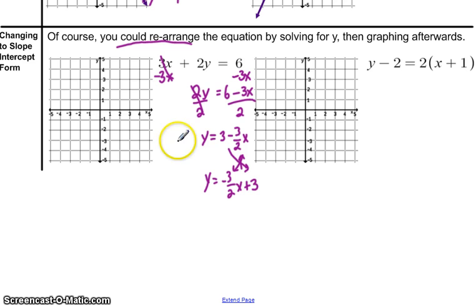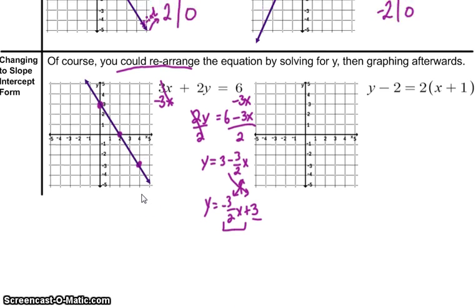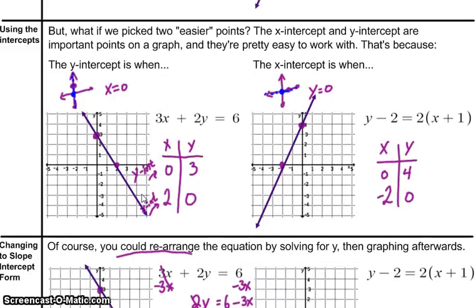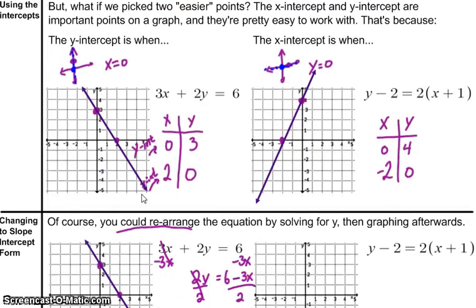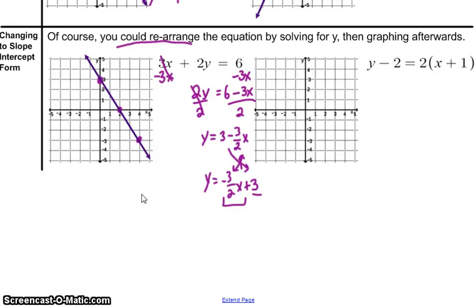Now I can graph that. I know that 3 is my y-intercept. And I know that negative 3 over 2 is my slope. So that means I've got to go, let's see, rise over run, down 3 over 2. Down 3 over 2. And then draw your line. And if you've done that right, it should look exactly the same as all the previous graphs. Just another way of graphing.